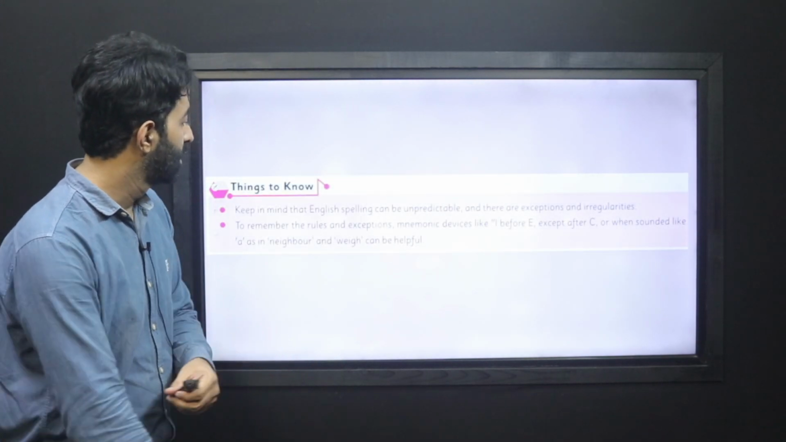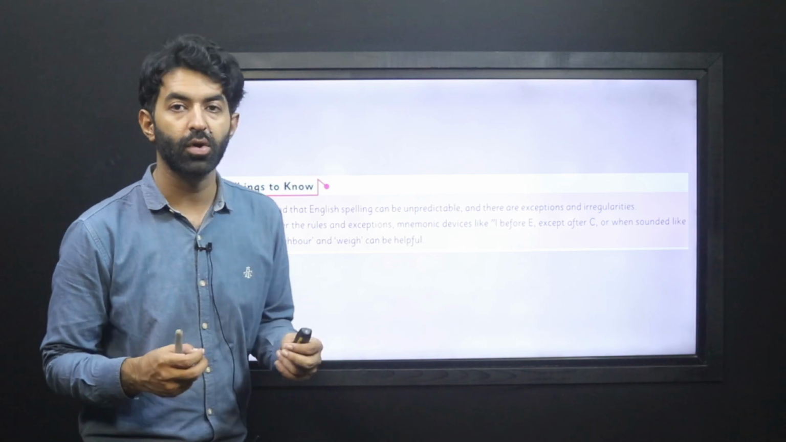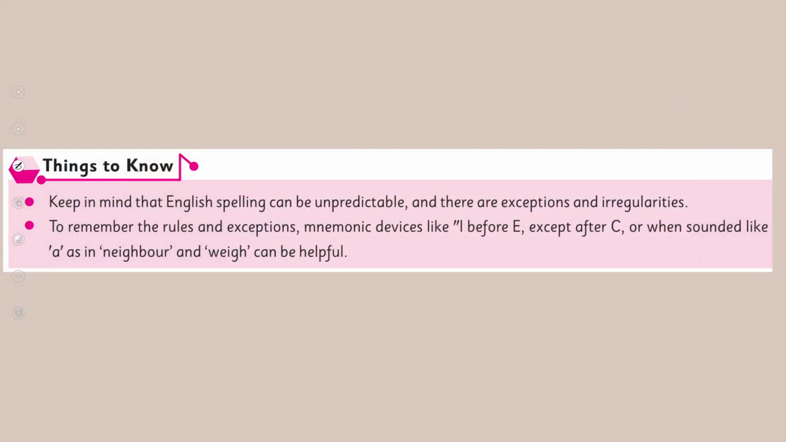Now, let's look at a very important thing that you need to know, which you can see in the book. Here you have to keep in mind that English spelling can be unpredictable and there are exceptions and irregularities. Yes, this is how the English language works. You learn a rule, then you have to learn the exception, or you have to break the rule as well in some cases. It means English language spellings are unpredictable. You cannot predict them. You cannot apply one rule to everything, and you have to look at exceptions and irregularities.